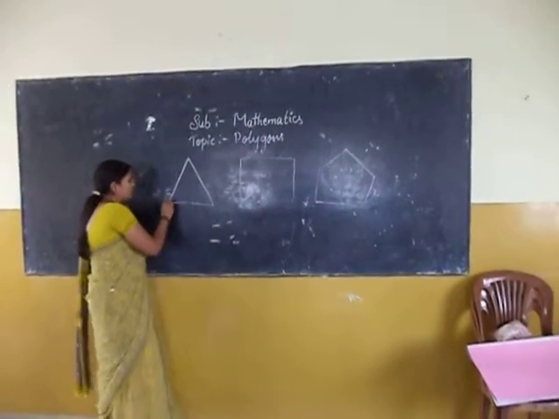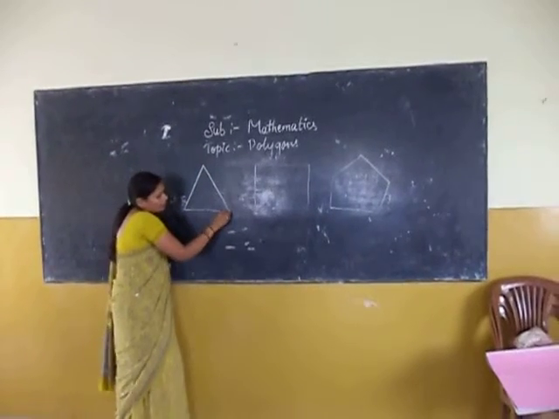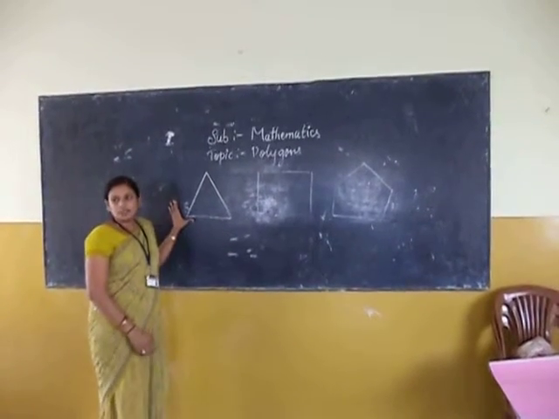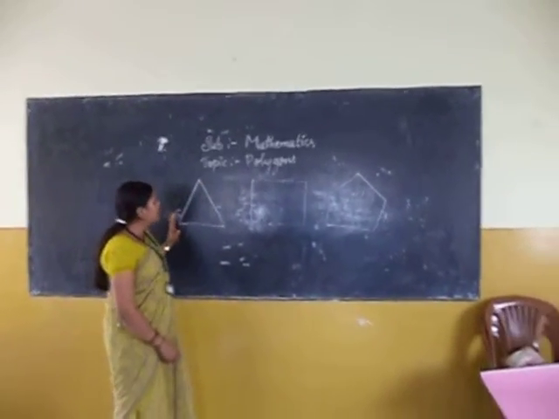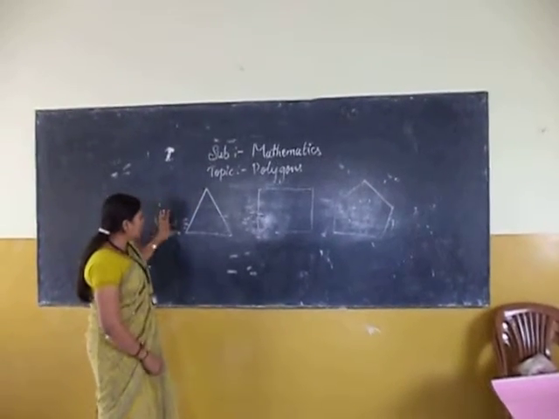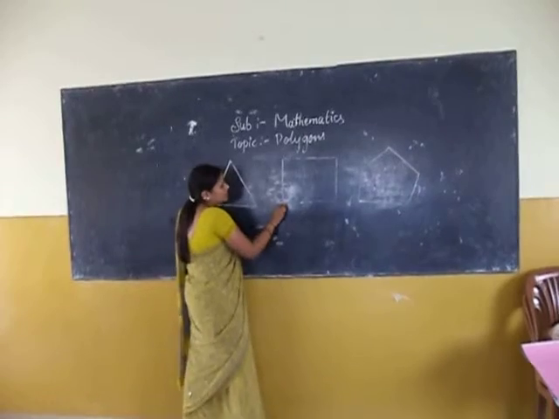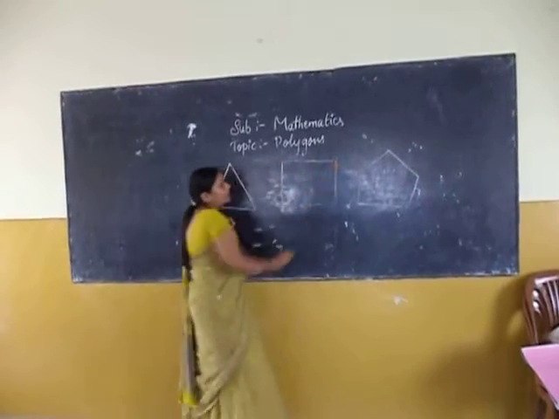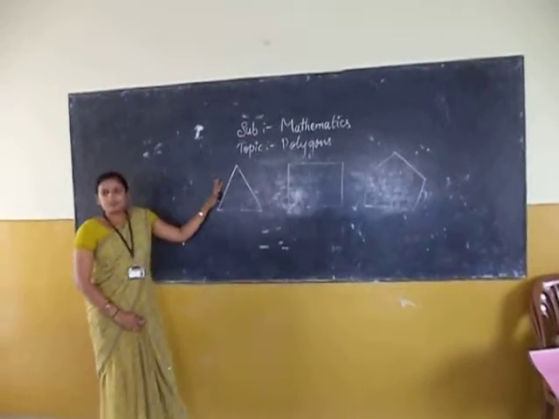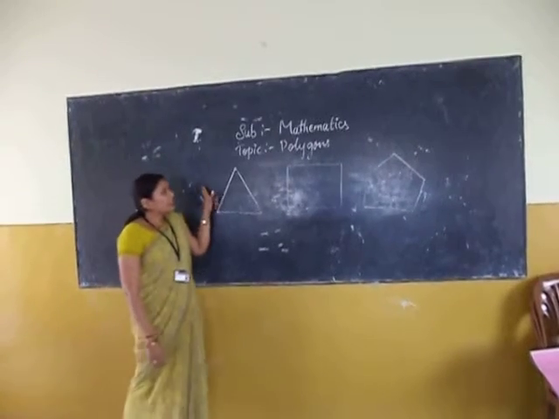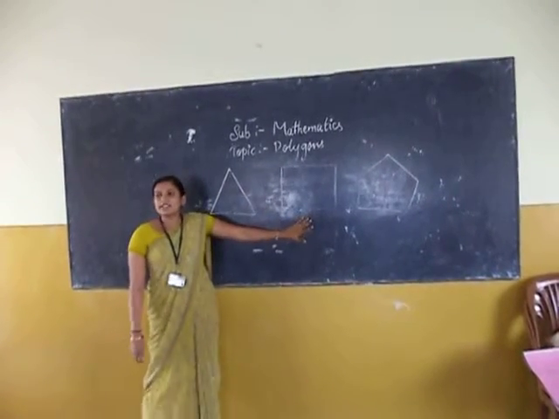Enclosed figures. Have you observed anywhere open in this figure? No. This is an enclosed figure. It meets the end points. These are the points, the 4 points, and the line segments, 3 or more line segments. These properties make it called a polygon.